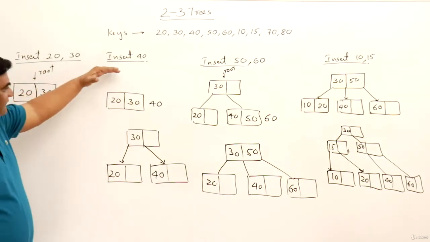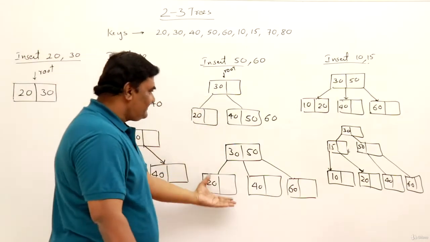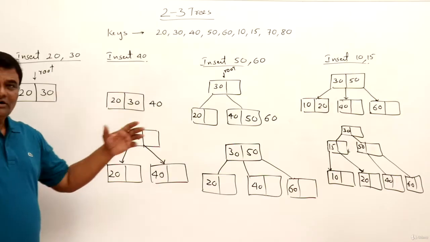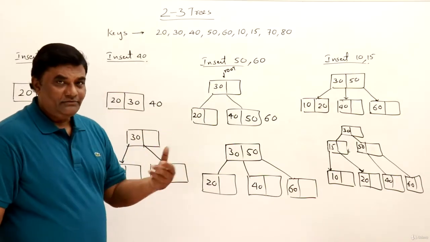This is the first one. And for this is the result. For this is the result. For this is the result. So the final tree is that one. Now I will draw that one here and we will continue.